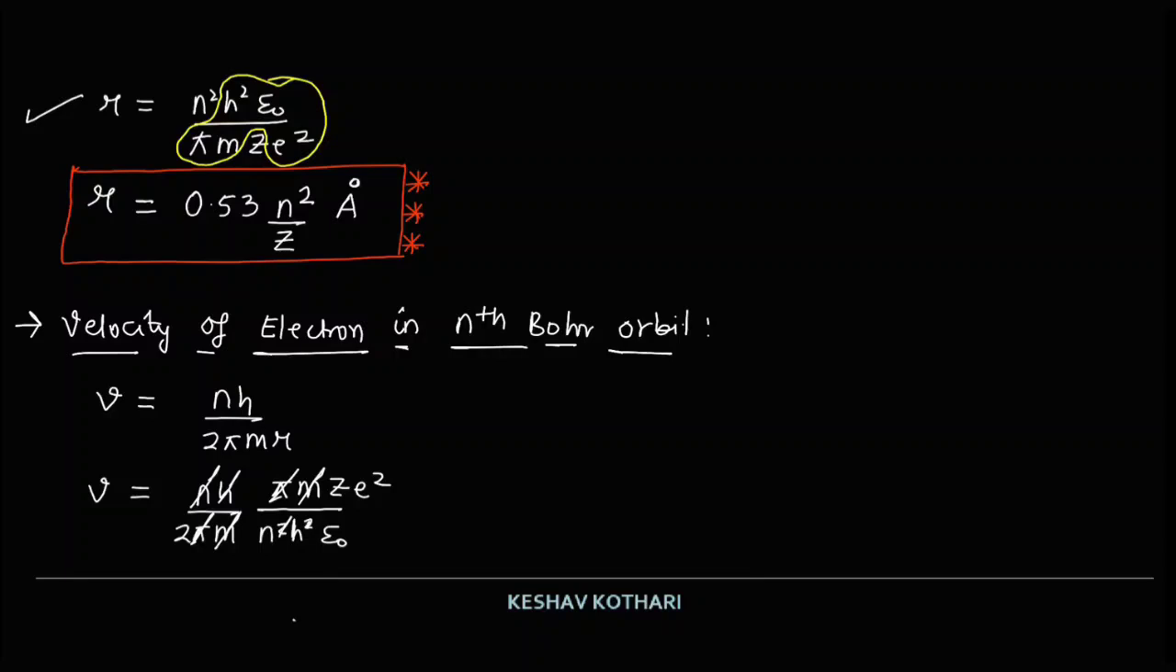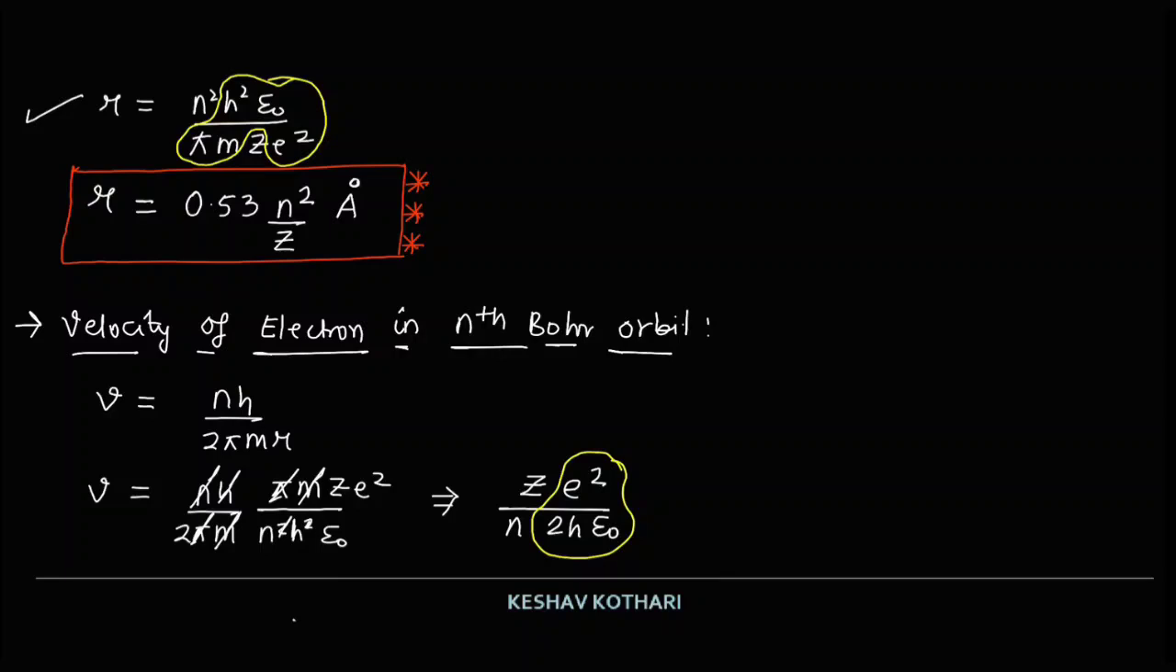Over here we can again see that this expression is obtained as ze square upon n into 2h epsilon naught. If we again consider this formula for velocity, we see that the entire parameter of e square upon 2h epsilon naught is constant and is not going to fluctuate for a particular atom, and hence I can say that the velocity for the nth Bohr orbit is proportional to z by n.